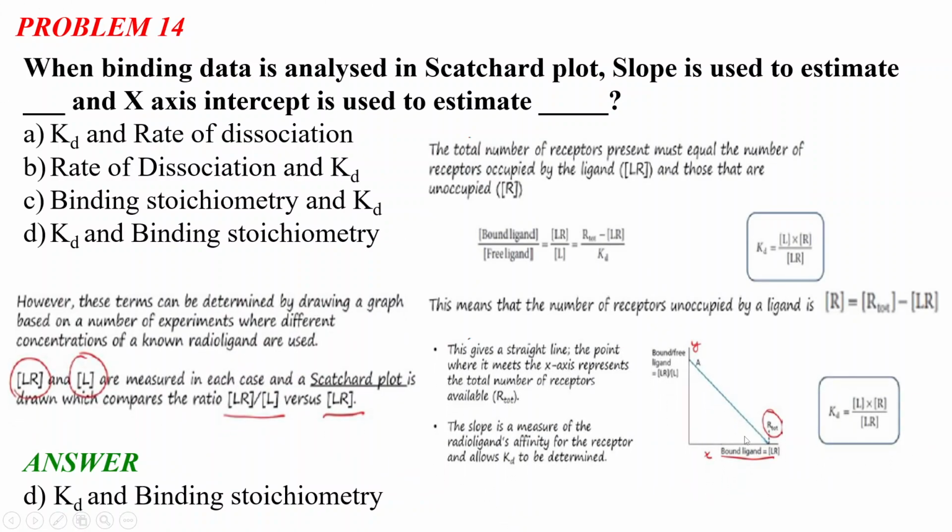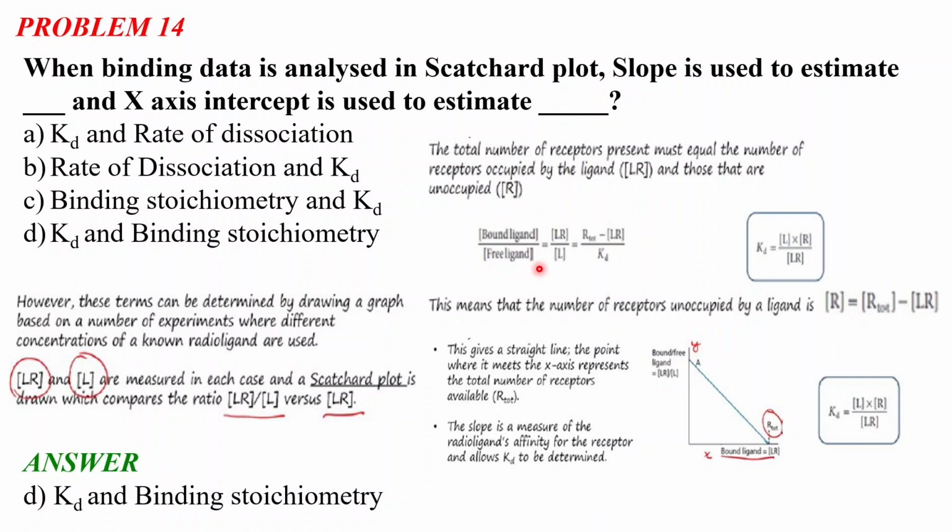So, this is something which is called the Scatchard plot. There is a total number of receptors, which is equal to the number of receptors occupied by the ligand, given by LR, plus those which are unoccupied, given by R. The receptor, as we know, and the ligand, which can be the agonist molecules. So there is a receptor-ligand complex, and there are unoccupied receptors, given by R. So there are two terms: receptors binding to the ligand, given by LR, and unoccupied receptors, which is R.